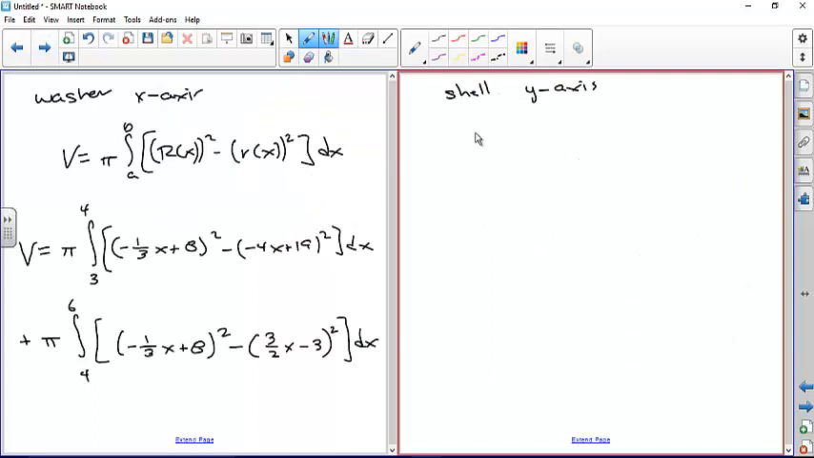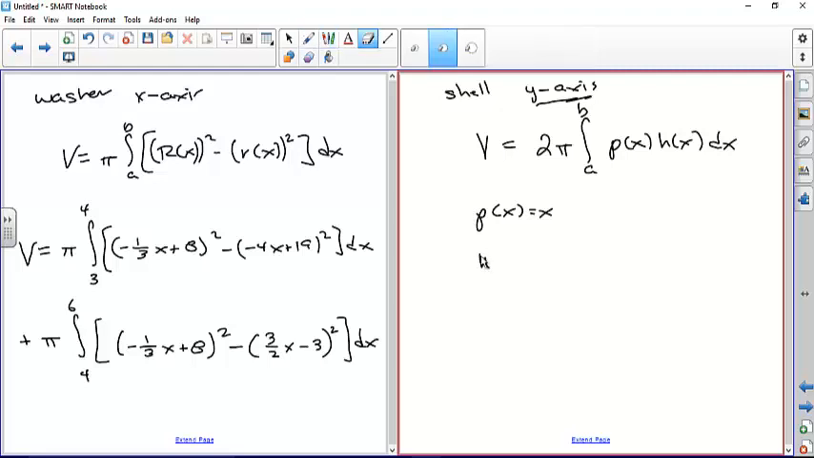So if you look at the shell method around a vertical axis, it's 2 pi times the integral from a to b of p of x times h of x times dx. Now, because we're doing it around the y-axis, p of x is x. So that's for this. And h of x is dependent upon which one of those rectangles.